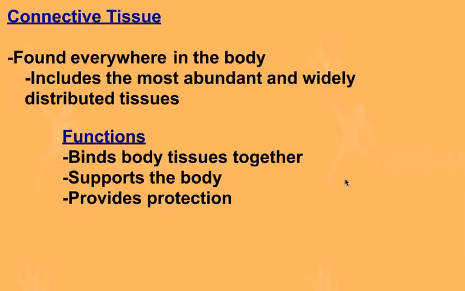We also see connective tissue pretty much everywhere in the body. This is the most abundant type of tissue in our body. So most of our body tissues are going to be connective type tissues.